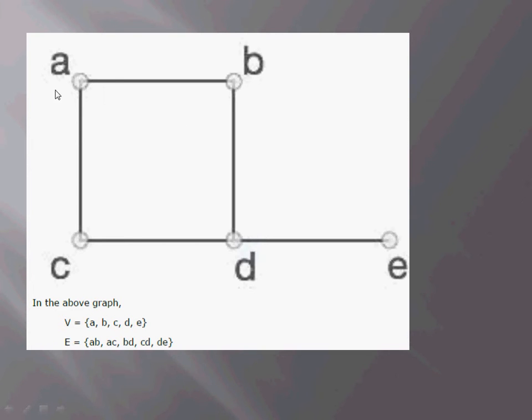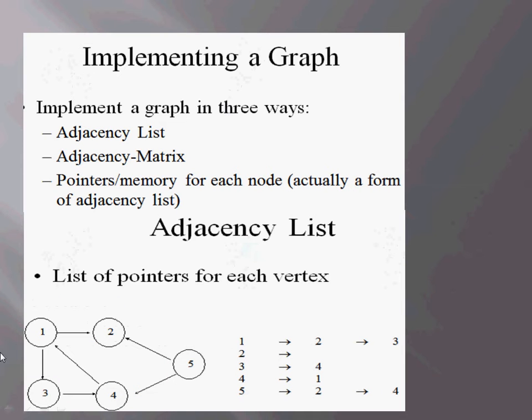So this is an example of a directed graph. 1 is related to 2, and there is no direction from 2 to 1. 1 is related to 3, and 3 is related to 4, and 5 is related to 2 and 4. There's no relation between 2 and 5.